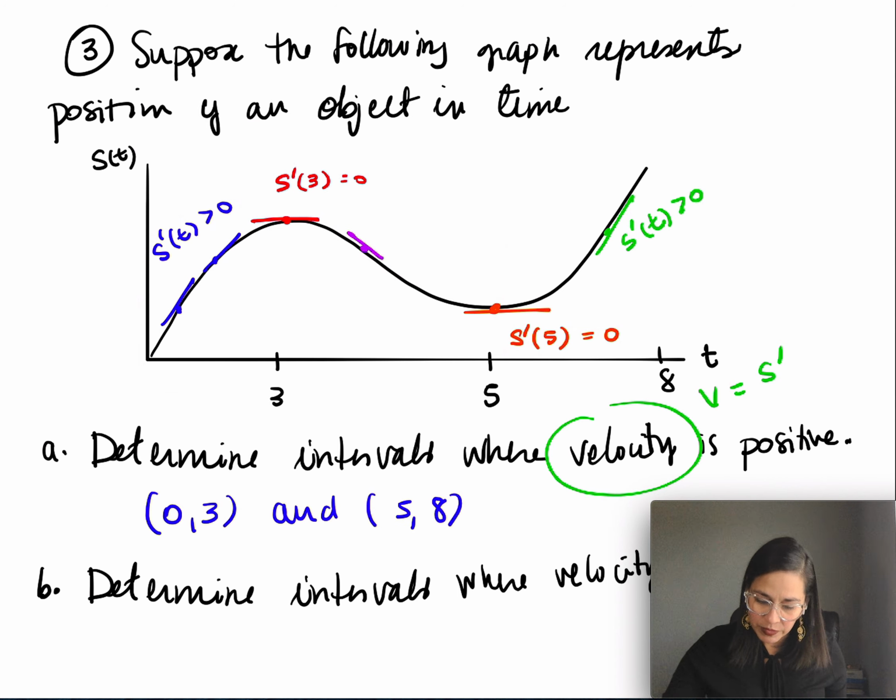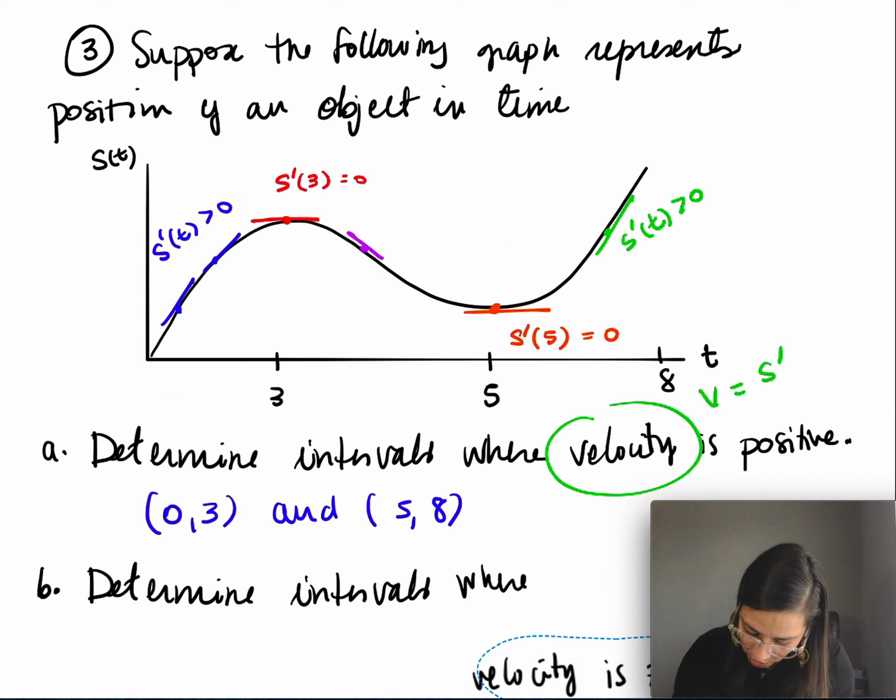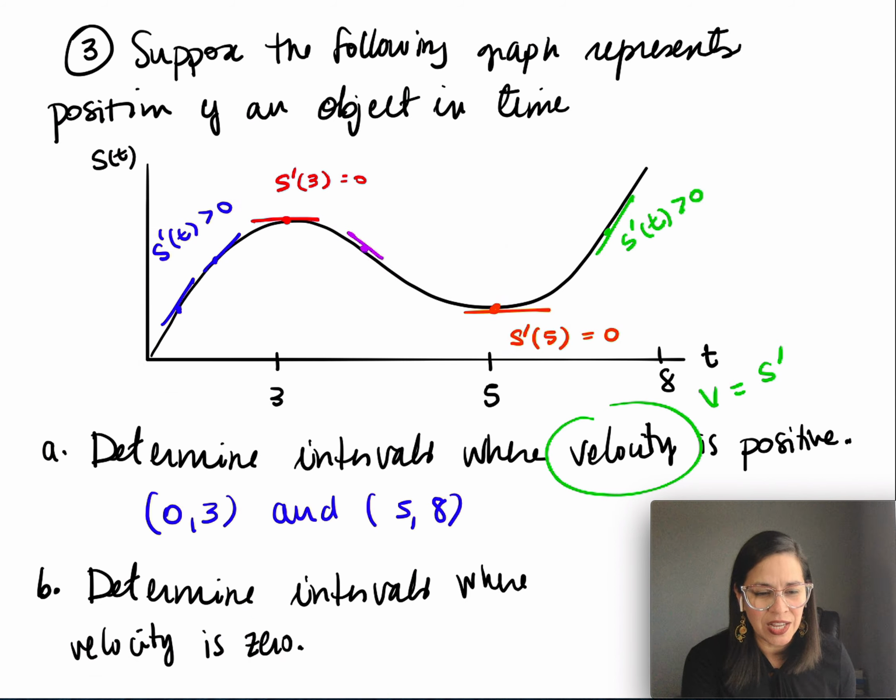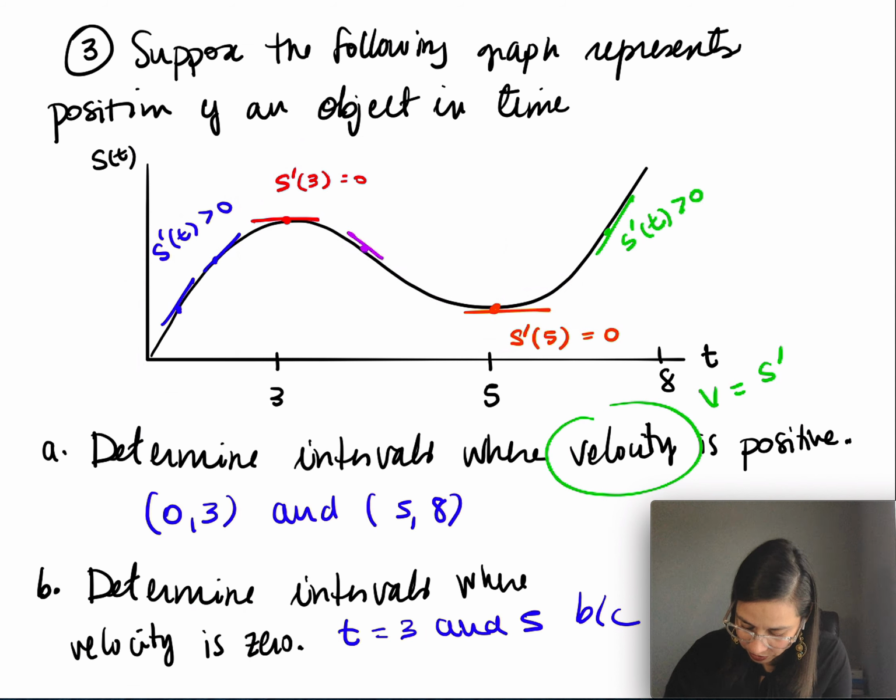Now the second one, part B, we have to determine intervals where velocity is 0. So we know that we don't actually have intervals, we just have places. At t equals 3, we have a horizontal tangent line, meaning 0 derivative, meaning 0 velocity, because velocity is the derivative of position. And then at 5. So we say t equals 3 and 5, because of horizontal tangent line.